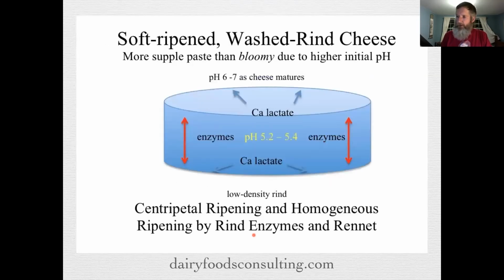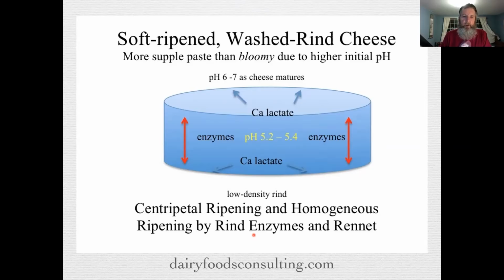The next would be the washed rind cheeses. There are some exceptions with your washed rind cheeses to this rule of having the higher pH. We still have the centripetal ripening, but we also have more activity from rennet in these cheeses because of the pH being somewhat higher. The rennet is a bit more active.